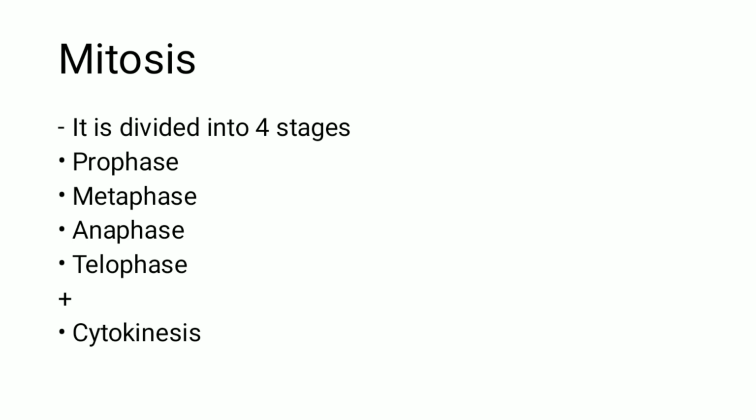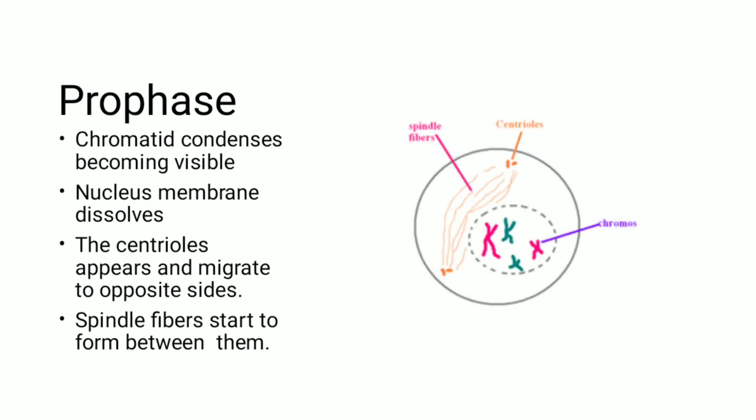Then the M phase. There are two types of M phase, the mitosis and the meiosis. First will be the mitosis. Mitosis is divided into four stages: the prophase, metaphase, anaphase, and telophase, and then the cytokinesis. First will be the prophase.